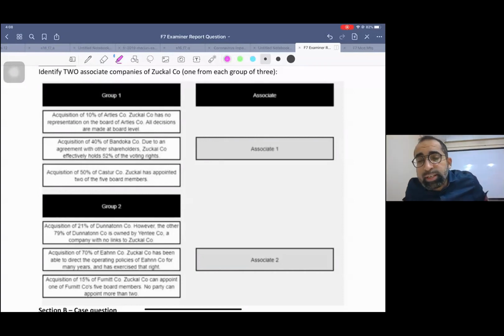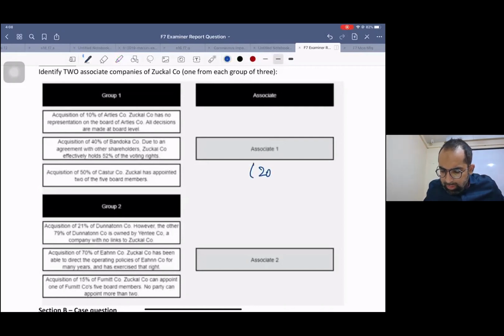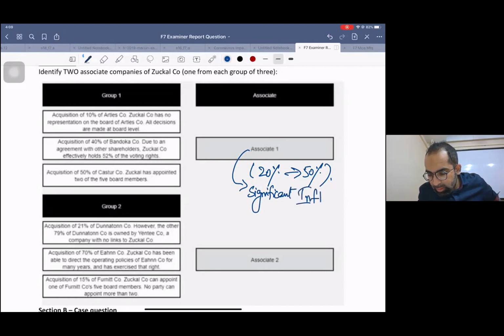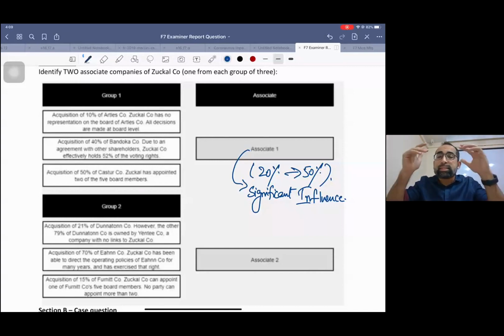Now, the second thing is associate. For associate accounting, normally we write in class 20 to 50. We do teach that this 20 to 50% is okay, but the real thing for associate is significant influence. And what is the definition of significant influence? This may be a good revision for you. Significant influence means power to participate in the financing and operating policies of an entity.